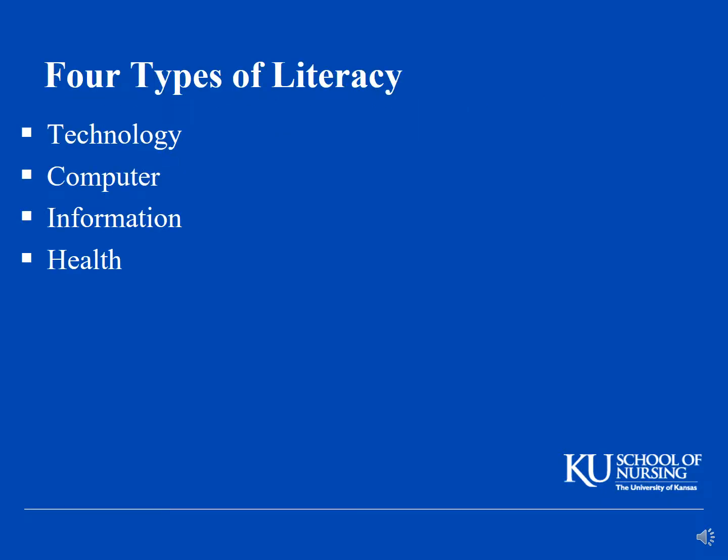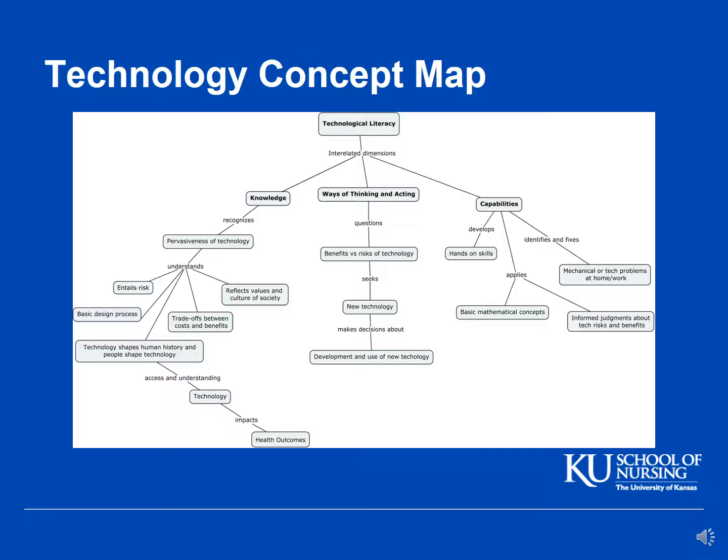This week we learned about the four types of literacy, which are technology, computer, information, and health. The first map that we created was a technology concept map, and technological literacy has three interrelated dimensions. Those are knowledge, ways of thinking and acting, and capabilities. Capabilities include hands-on skills and the ability to fix mechanical or technological problems with the devices that one uses at home or at work.